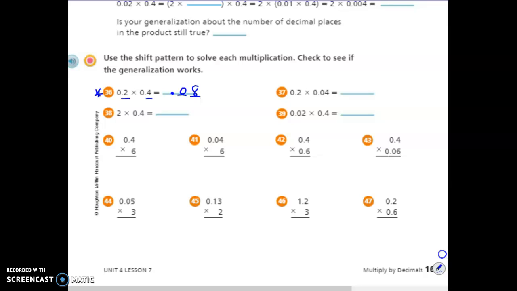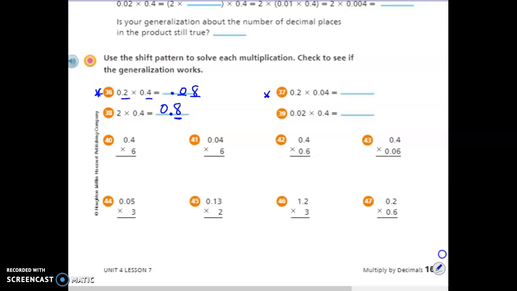All right, let's try number 38. Again, ignore the decimal. What's 2 times 4? 8. Okay, I don't have any decimal places here, and I have 1 here. So I know I have to have 1 decimal place in my answer. Right there. Now I've got 1 decimal place, and I'll put a 0 in front.